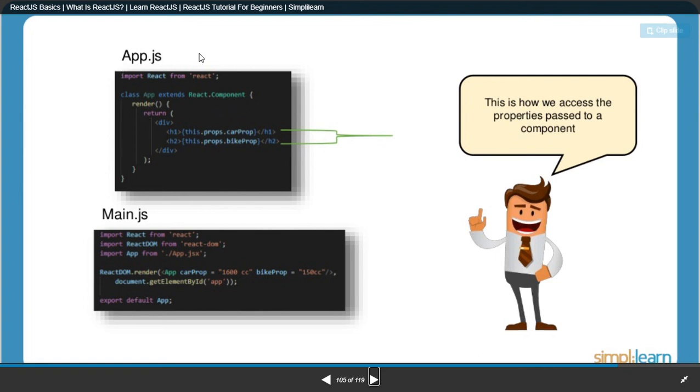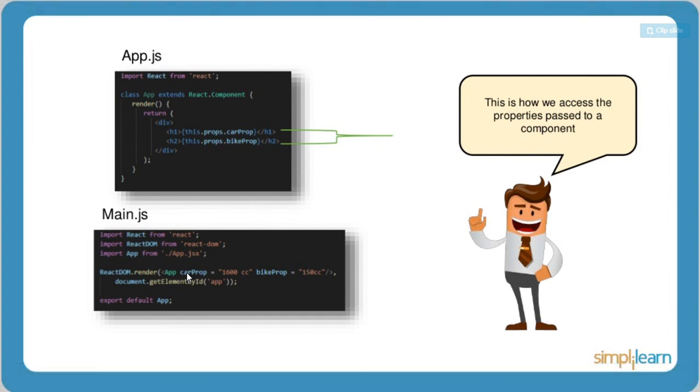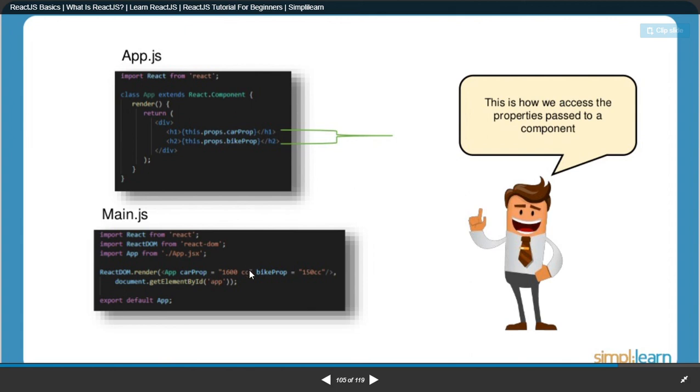This is app.js, and this is main.js. Consider that I wanted to pass... I have called this app component over here, and you can just pass it like HTML tag attributes itself. I have passed here car prop equal to 1600 cc and bike prop equal to 1150 cc. I am taking it in the app component, and I'm just straight away displaying it like this.props.carProp, this.props.bikeProp.